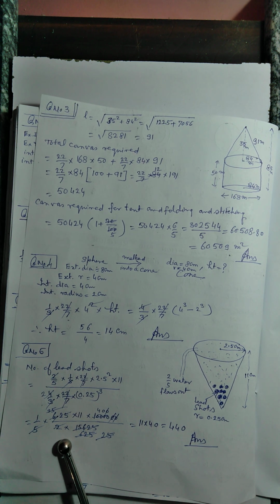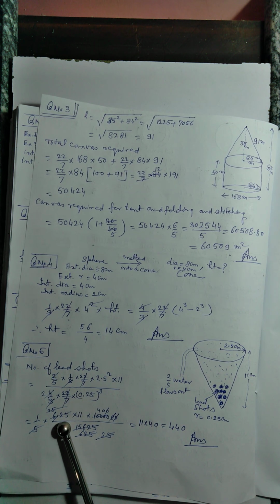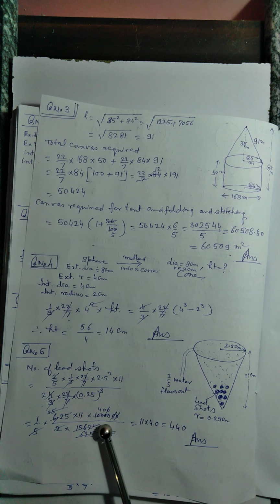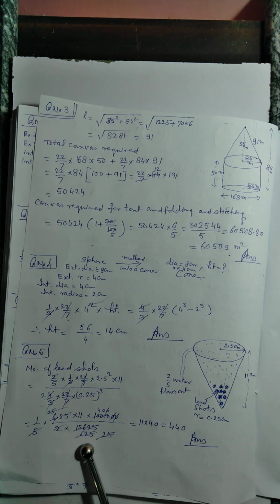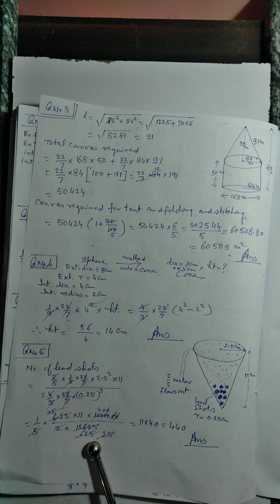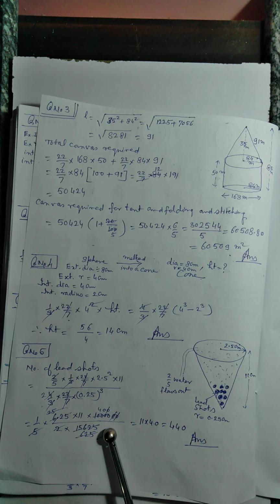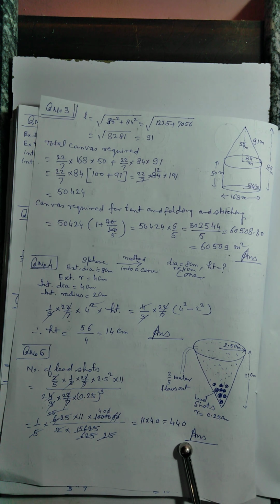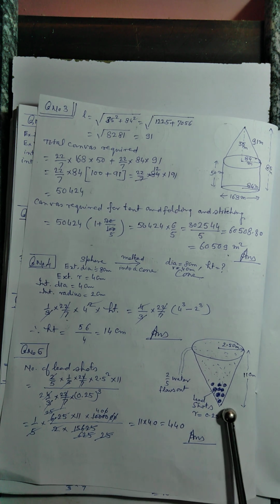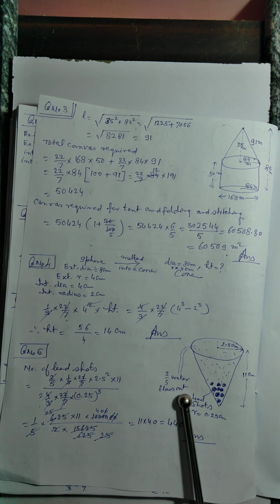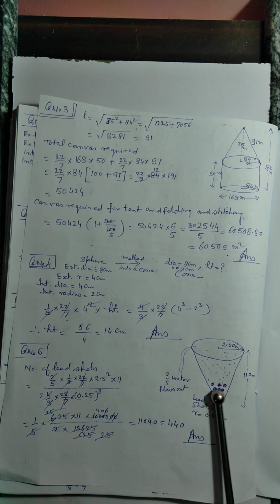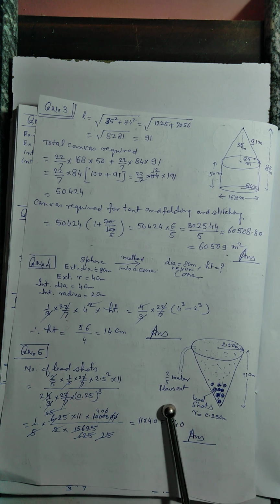So 1 by 5 into 625 by 2, 11 and 10 raised to power 6 whole divided by 15,625. सॉल्व किया इसको, we got 11 into 40, that is 440 number of lead shots have been dropped, on account of which 2 by 5 part of the water of the cone will flow out.